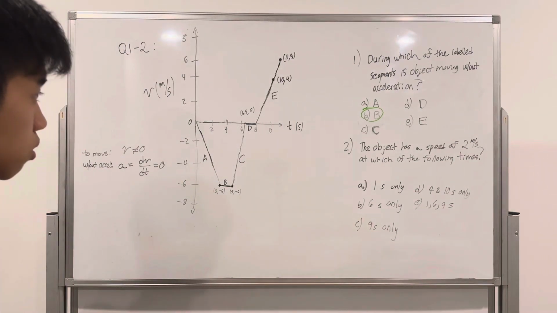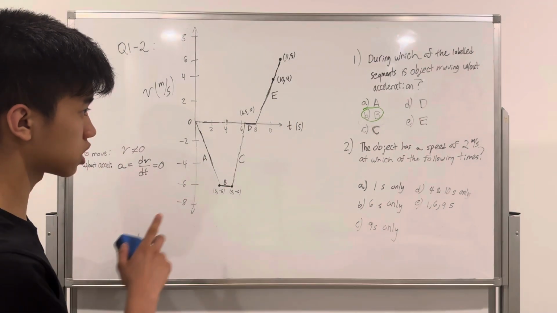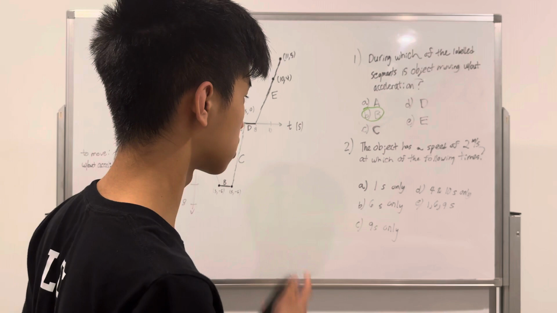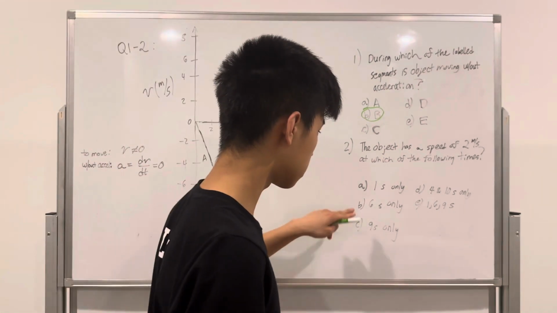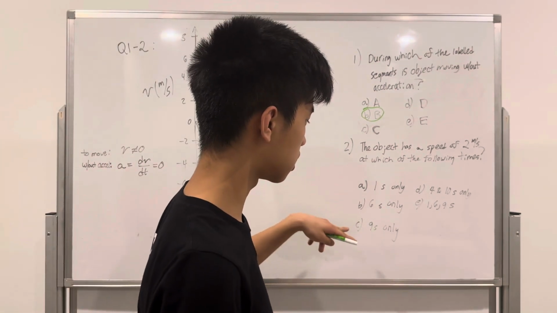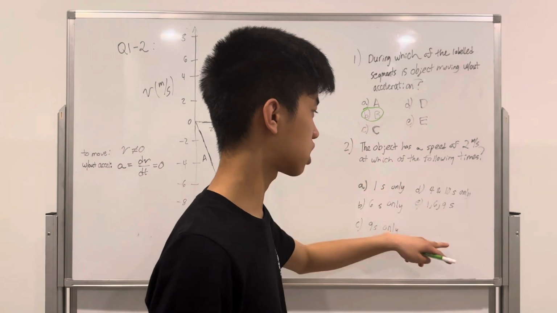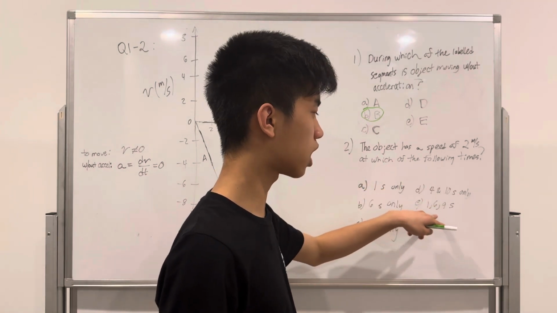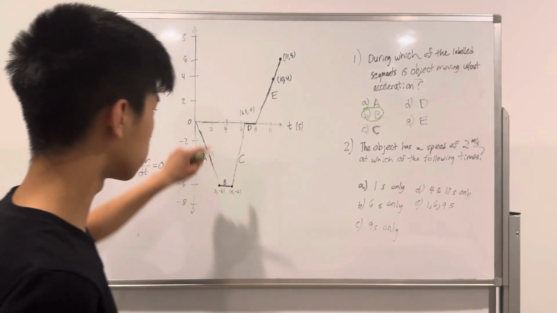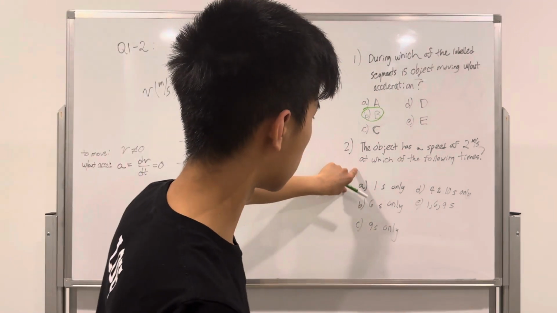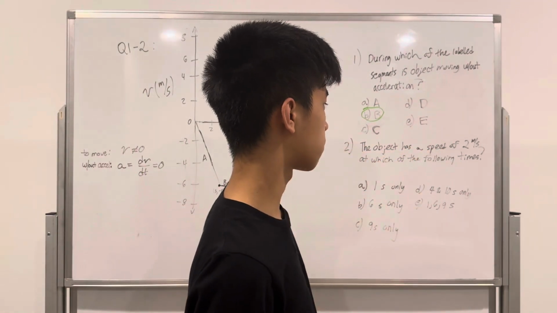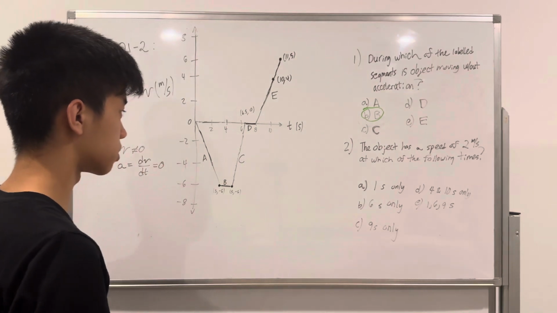Okay, so our next question is: the object has a speed of 2 meters per second at which of the following times? 1 second, 6 seconds, 9 seconds, 4 and 10 seconds, or 1 and 6 and 9 seconds. So at which times is the object's speed 2 meters per second?